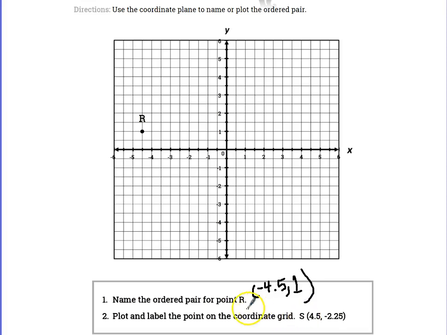So now you're going to plot and label the point on the coordinate grid. You're going to label it S, and this is what you're looking for. 4 5/10 on the x-axis, and negative 2 25/100 on the y-axis. Okay, so work on this now. I'll check back in with you shortly. Go. And remember, you're working alone. Go.